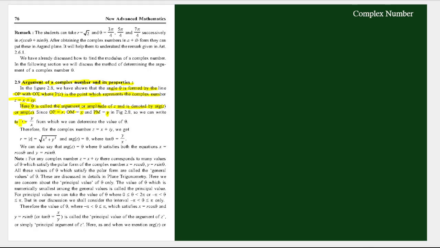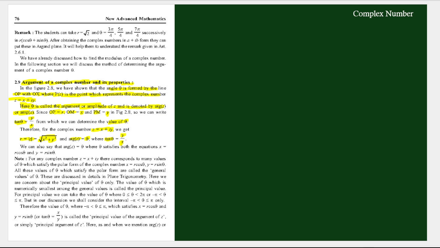Then tan theta will be y by x. We have got the value of y and x, so using this formula, from tan we will be able to find out the value of theta. So for the complex number z equal to x plus iy, the modulus is root of x square plus y square, and the argument of z is denoted by theta. So tan theta is y by x.